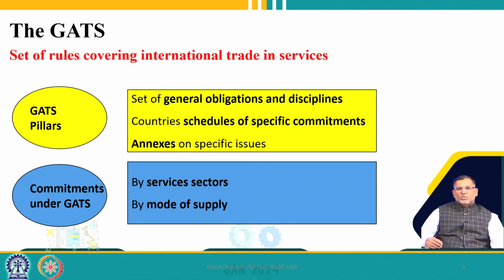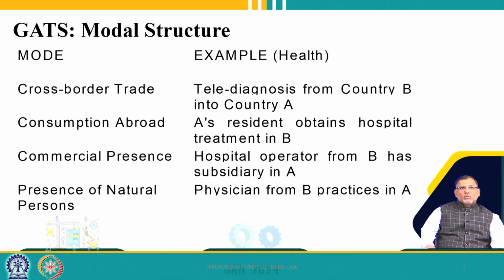All these annexures or schedules, country-specific schedules, are attached with every country's commitments, and the commitments are under the service sector as well as the mode of supply. So, we can see that there are simply 4 modes of supply. What are these 4 modes of supply?